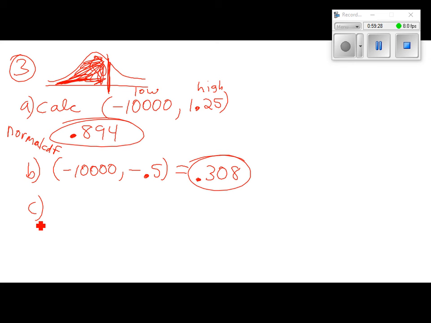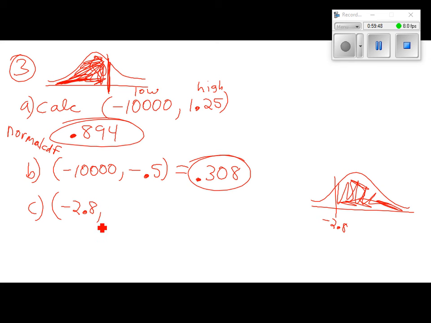Letter C is a little different because now we're looking at stuff to the right. So negative 2.8, we want all the stuff to the right. What are you going to have to do there? Put the number first. So negative 2.8 is your low limit. What's your high limit? 10,000, so you just tell the calculator we're looking at the other side of the graph this time. 0.997. Everybody agree with that?